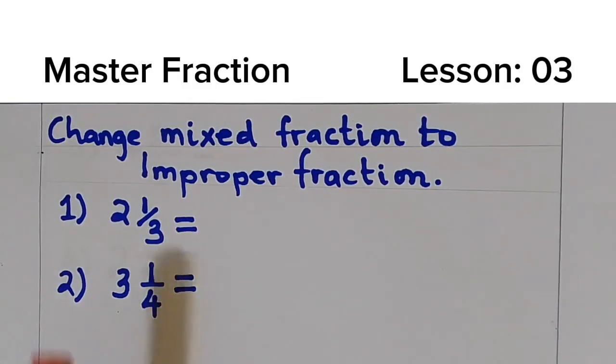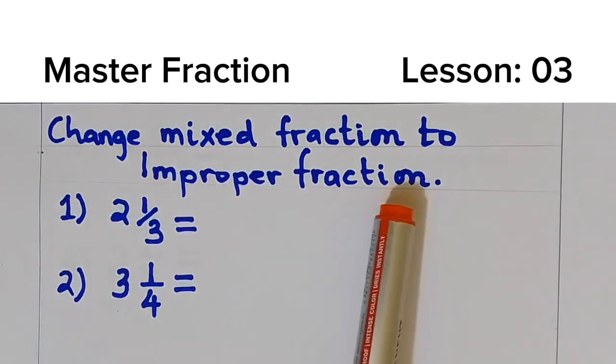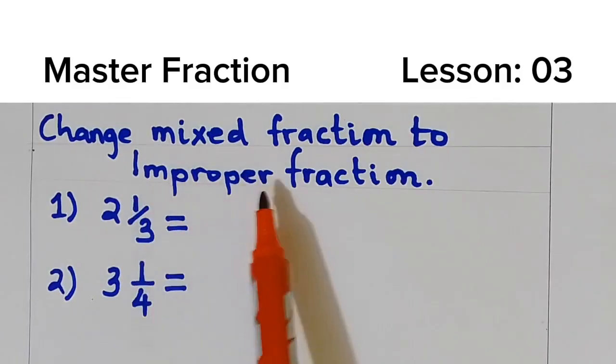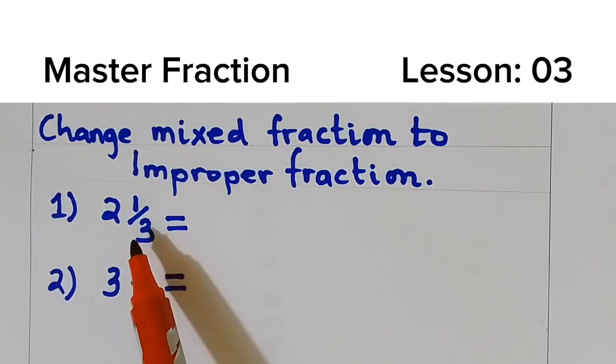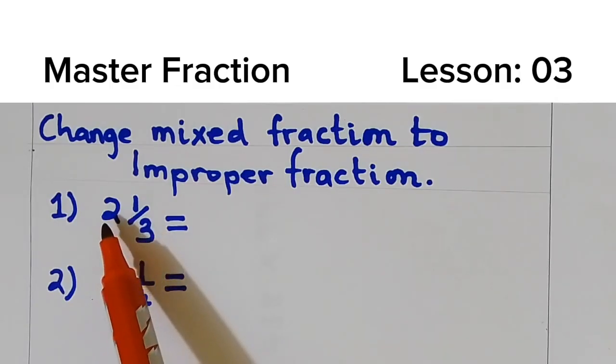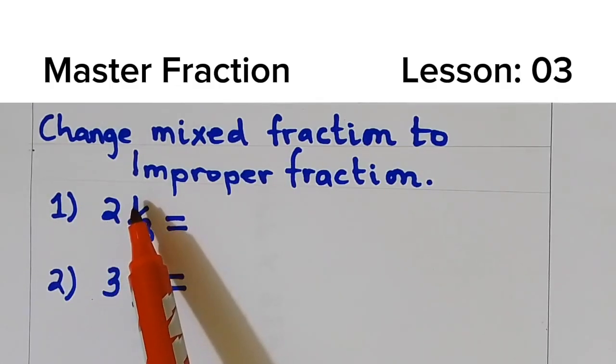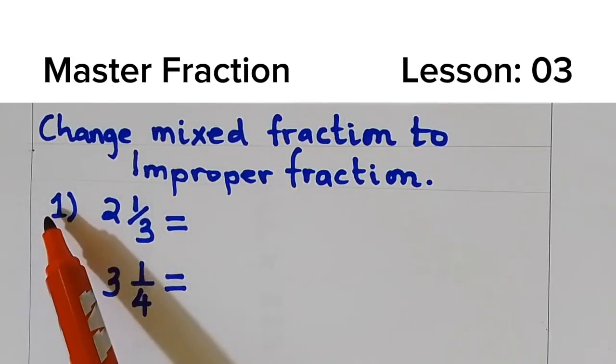Today we are going to change a mixed fraction to an improper fraction. To change a mixed fraction to an improper fraction, we are going to multiply the denominator by the whole number, then add the numerator. This is what we are going to do. Let's go and do question number 1.